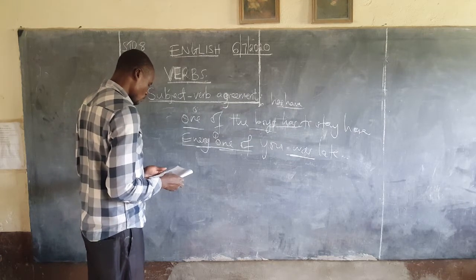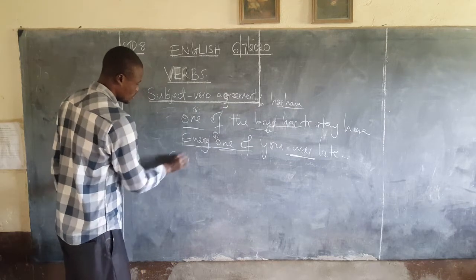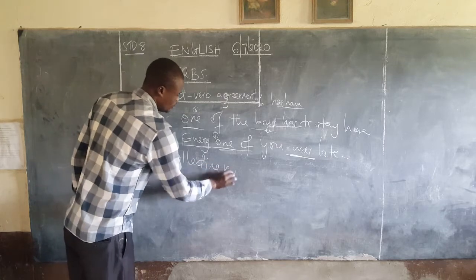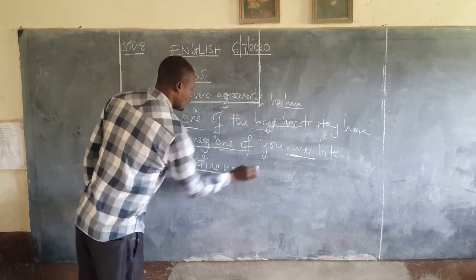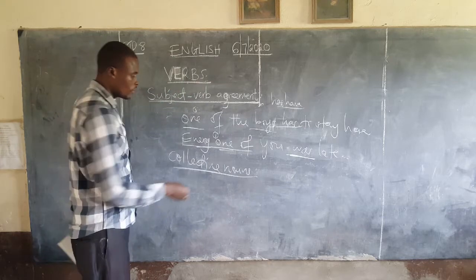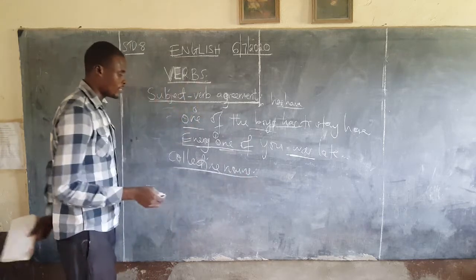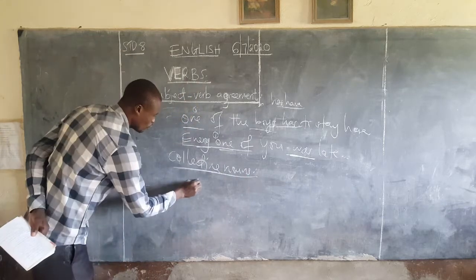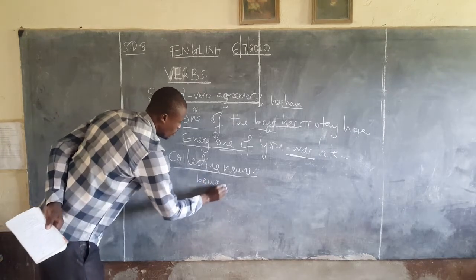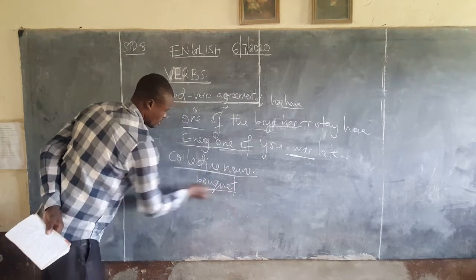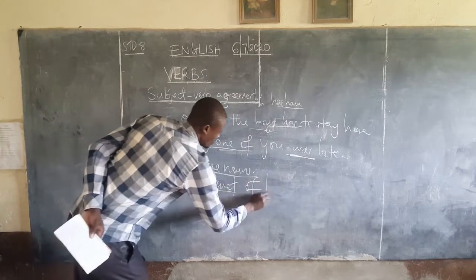And then we go to when a collective noun is used. Collective nouns. Now I'm giving you an example of a collective noun. Collective nouns are just group words, words that are used in groups. I talk of a bouquet of flowers.